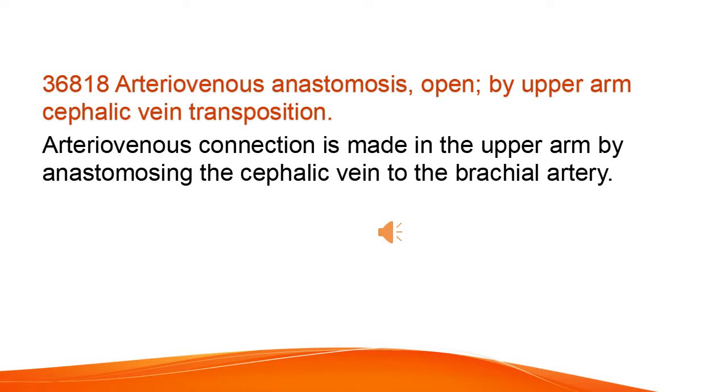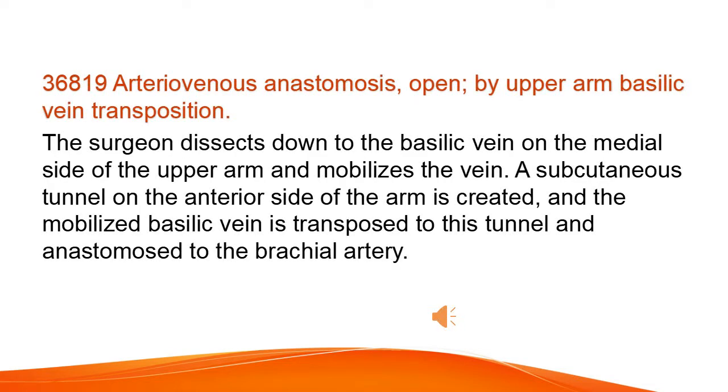Arteriovenous anastomosis, open, by upper arm cephalic vein transposition. Arteriovenous connection is made in the upper arm by anastomosing the cephalic vein to the brachial artery. Arteriovenous anastomosis, open, by upper arm basilic vein transposition. The surgeon dissects down to the basilic vein on the medial side of the upper arm and mobilizes the vein. A subcutaneous tunnel on the anterior side of the arm is created, and the mobilized basilic vein is transposed to this tunnel and anastomosed to the brachial artery.